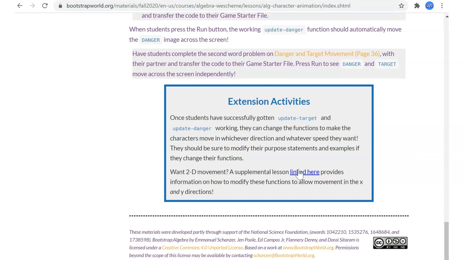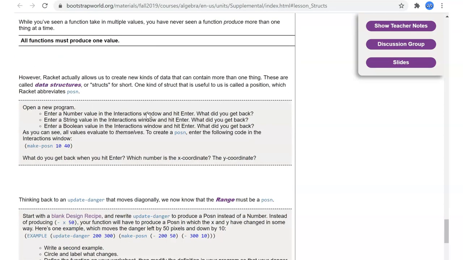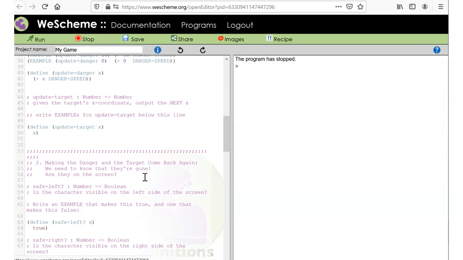They have given us a place where you can actually do something called data structures. So this would be an advanced topic if you're really interested. You don't have to do it to do the Ninja Cat game, but it is a way to take two coordinates and make something called a position, just like an X and Y position, a point, and actually use that to update. And in that case, you have two coordinates you can move on. You can actually make your danger or target go up and down and left to right at the same time.